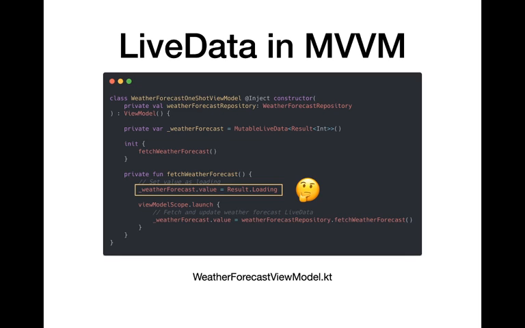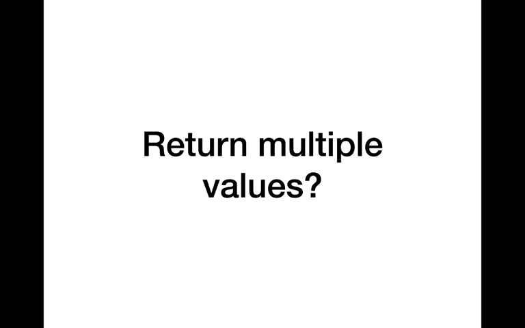How about fixing this, like every time you need to set this loading state and you get the API result, etc.? In order to fix this, you have to be able to return multiple values from that suspend function in the repository, right? If you were returning loading and the API result at the same time from a single function, that issue would already be fixed. So let's see how we can fix that issue.